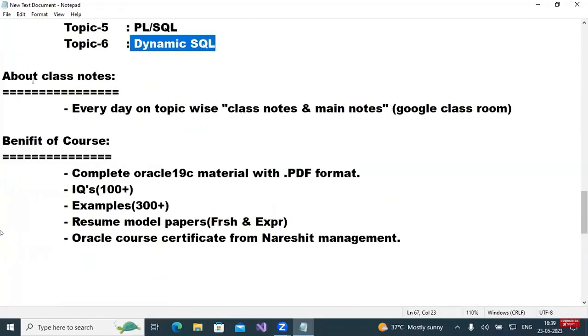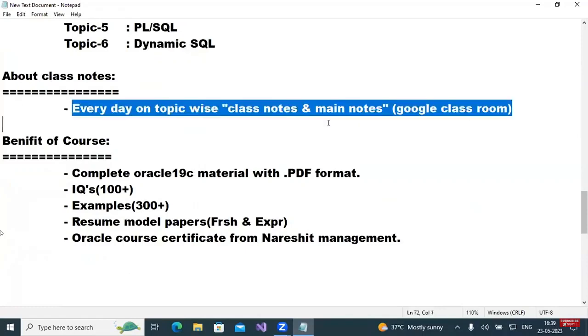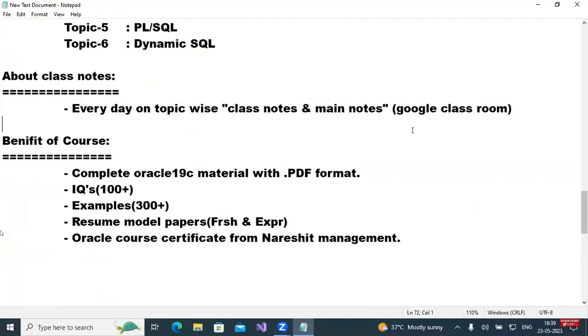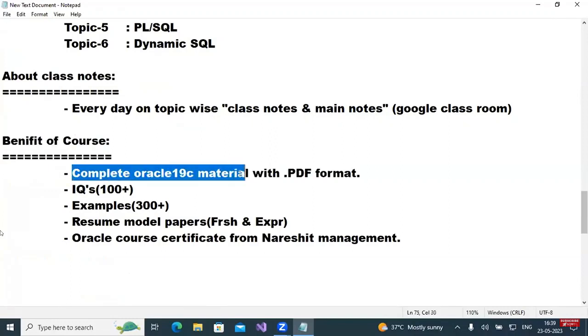And I already told you about your class notes. That was clear to all of you. Naresh Shetty will give a Google Classroom, and through that Google Classroom, every day you will get class notes as well as main notes, uploaded by my people. And this is my personal material that I give my students after completion of the course. This is my own handwriting.